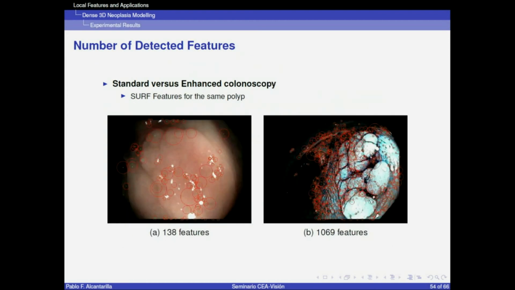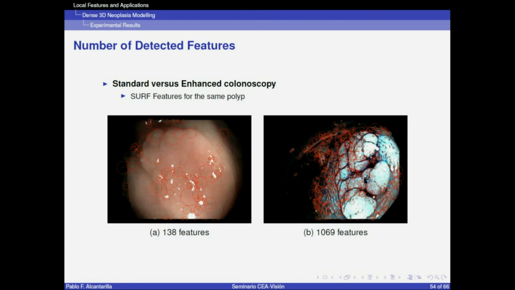This figure shows one example of the problems when we want to use a standard endoscopy versus enhanced colonoscopy. For example, this is a figure of the same polyp in the area of interest, but the figure on my left is using a standard endoscopy and the right is using chromoscopy.